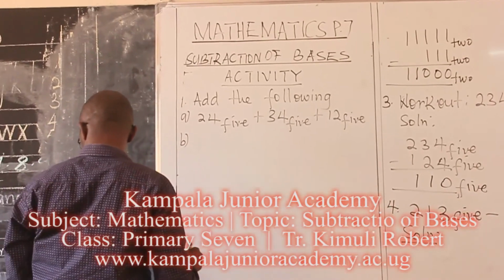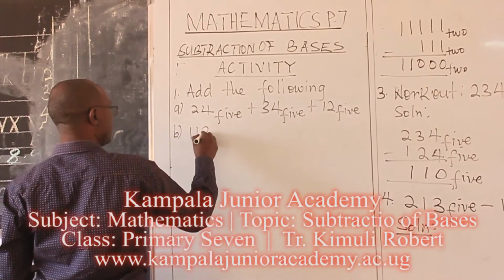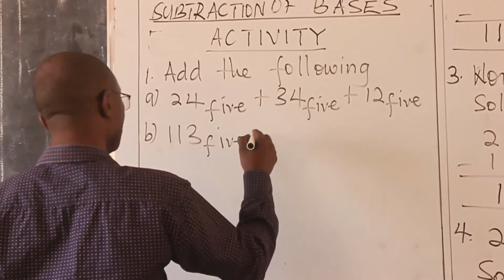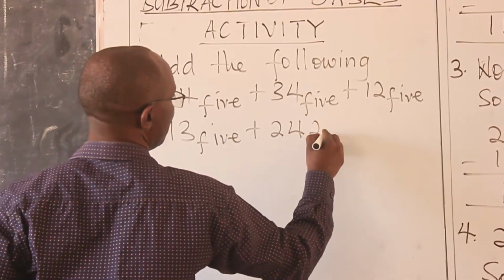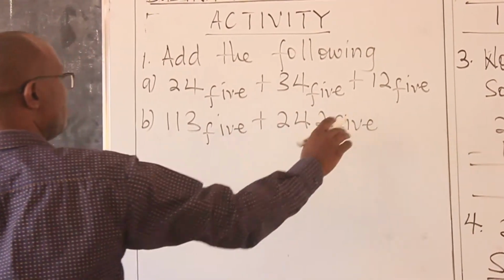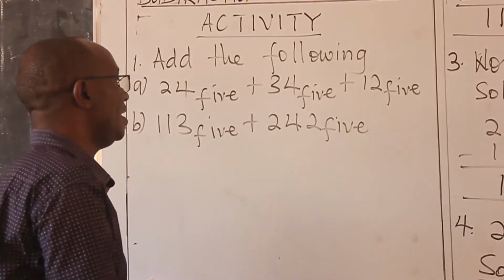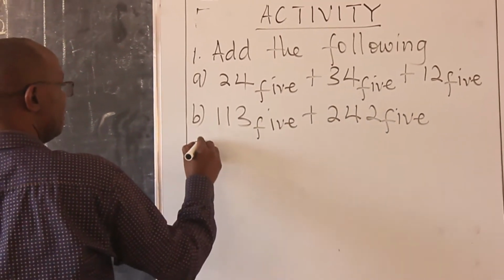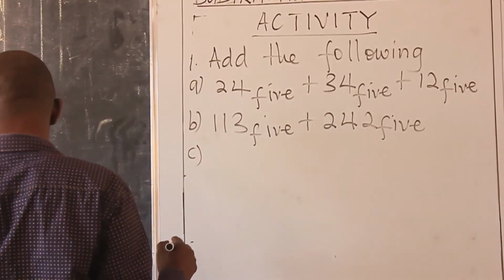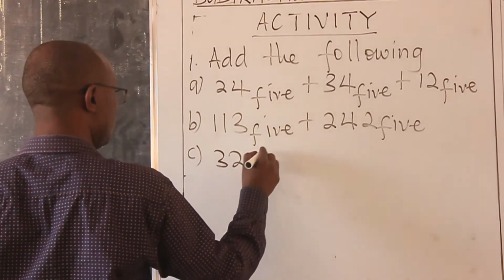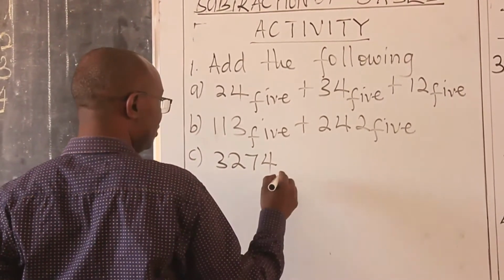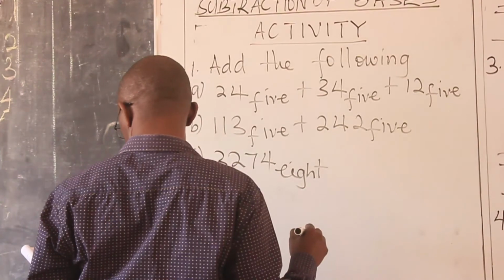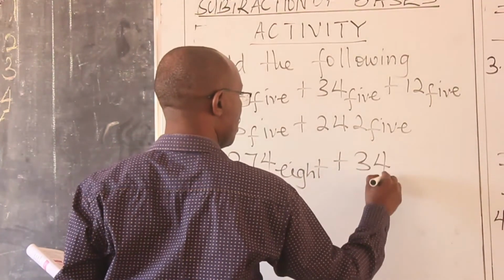Question 2 is 113 base 5 plus 242 base 5. I think you are realizing when the question is in base 5, I do not write a digit that is equal to 5, and I do not write a digit that is greater than 5. So C is 3274 base 8 plus 34 base 8.